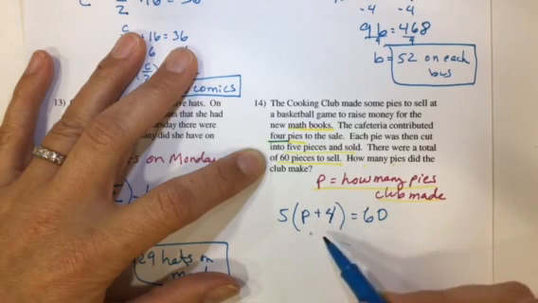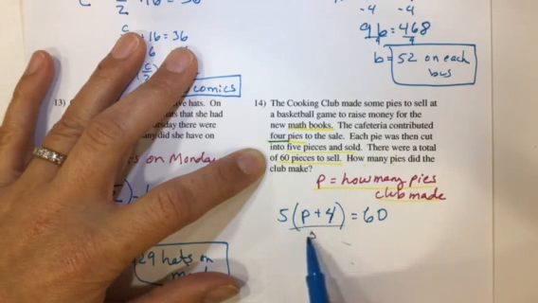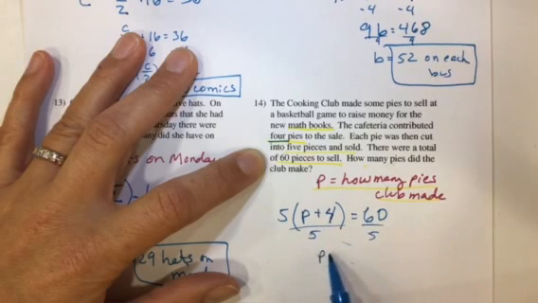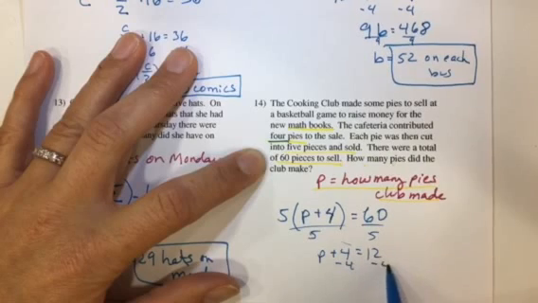So we can solve for p like that. We are going to then divide by 5. P plus 4 is equal to 12. Subtract 4, and p is equal to 8 pies.